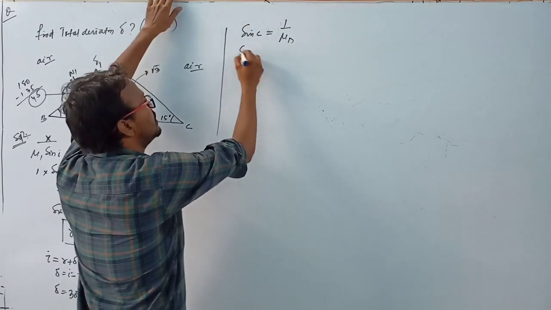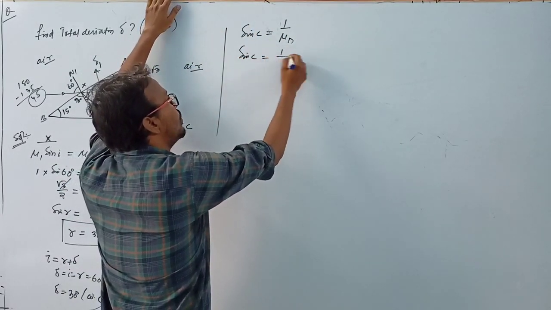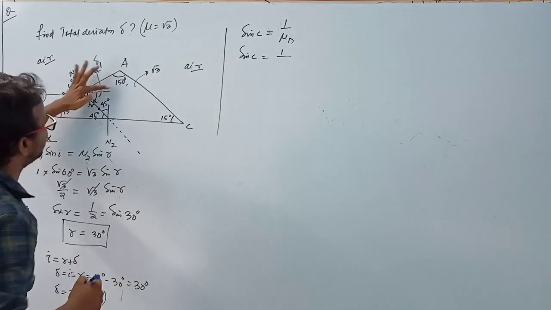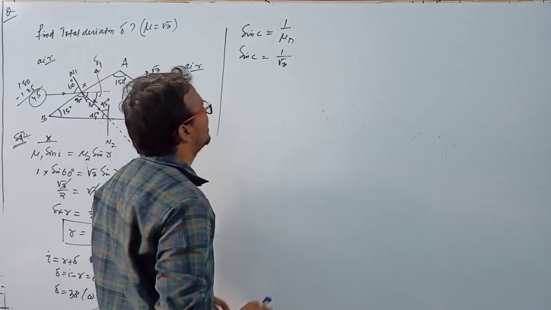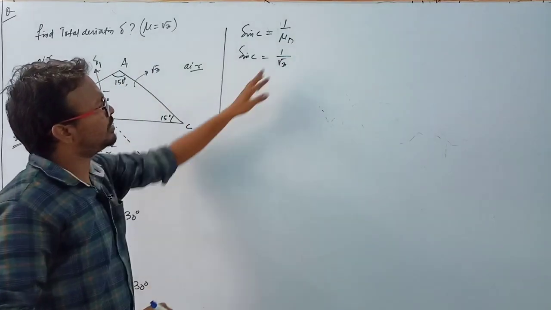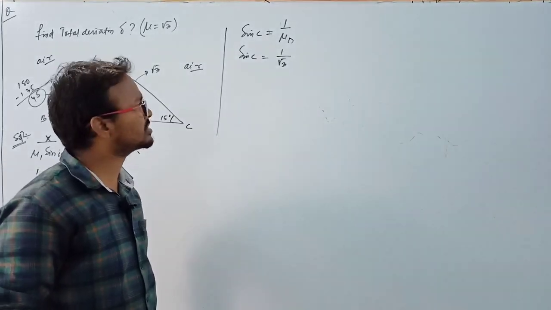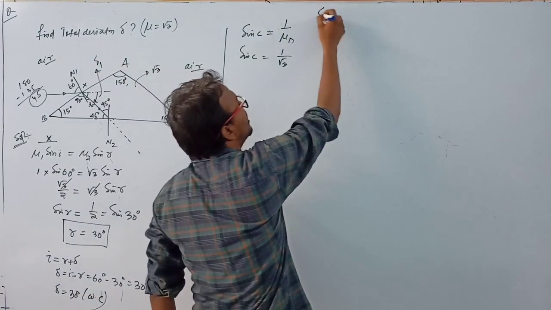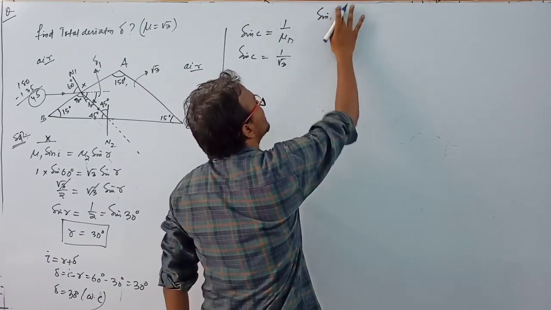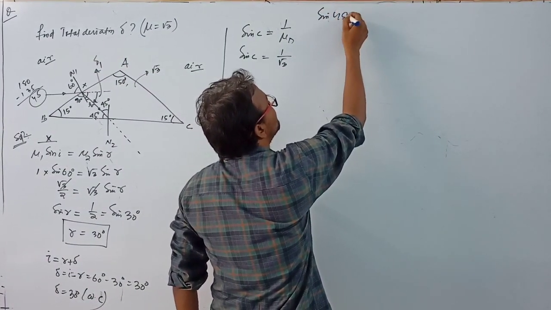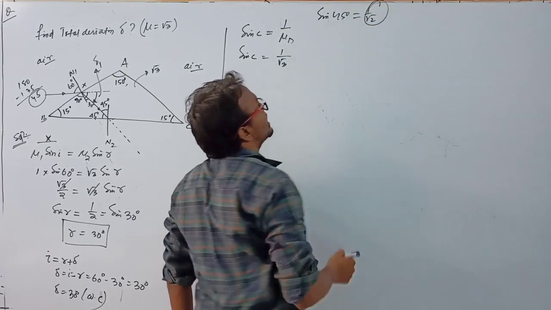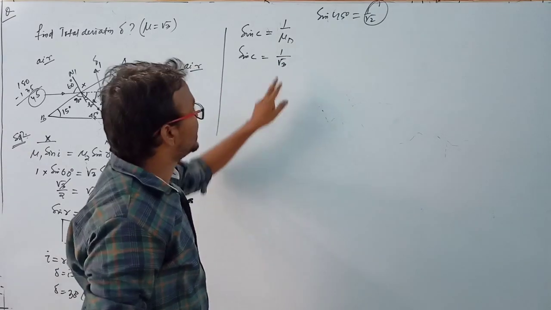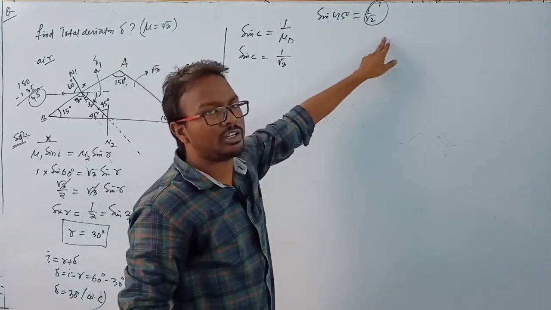So sin C equals 1 by mu d, the refractive index of this medium, which is equal to 1 by root 3, and we already know the value of 1 by root 3 in terms of sin function, it is 1 by root 2 or sin 45 degree.